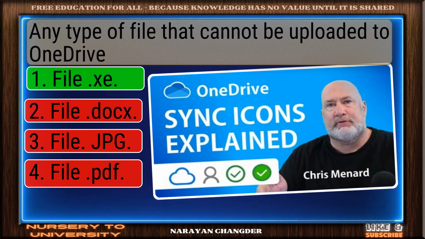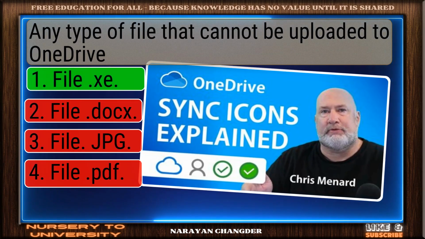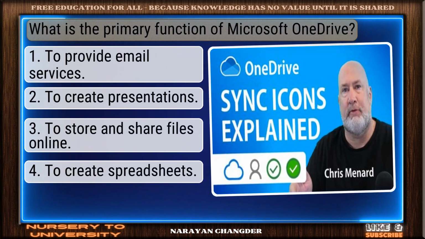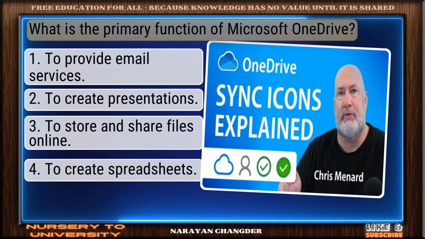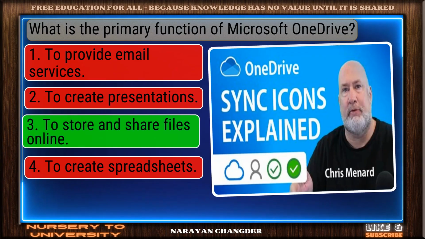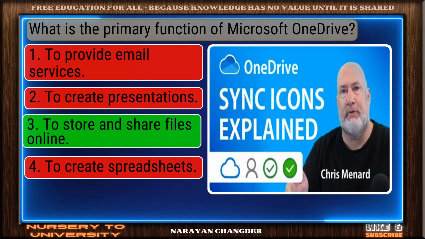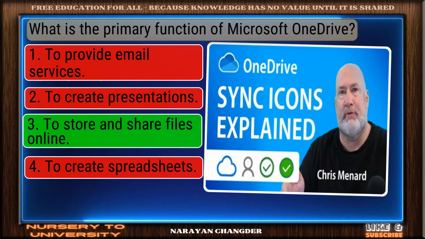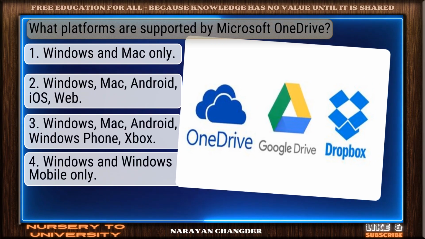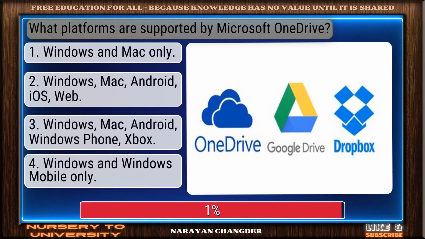Nice selection. File C is the correct and valid answer. Question number 40. What is the primary function of Microsoft OneDrive? Good thinking. To store and share files online is the right answer. Question number 41. What platforms are supported by Microsoft OneDrive?